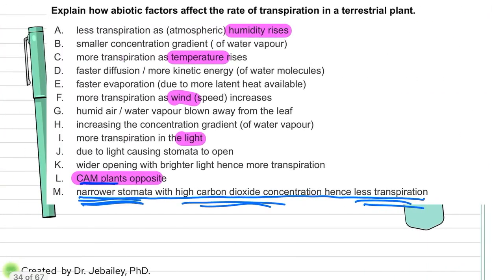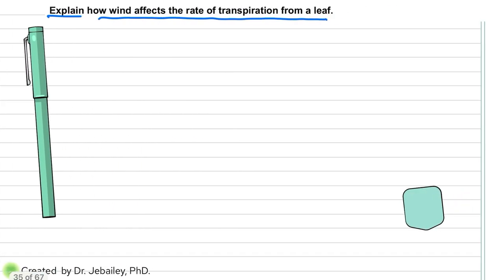So this is coming back to this one, which obviously we are talking about here. The more transpiration with the wind, and that means there's humid air blown away from the leaf, increasing the concentration gradient of the vapor. What does that mean? Basically, think of the drawing here.